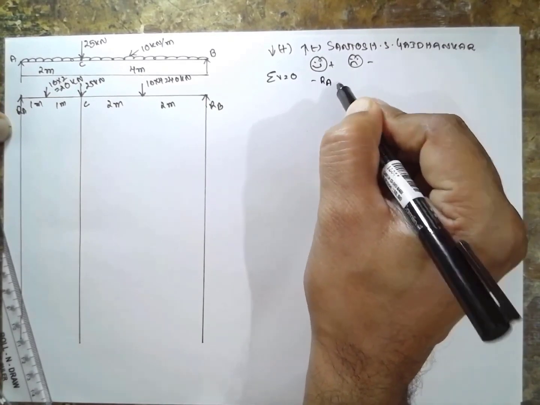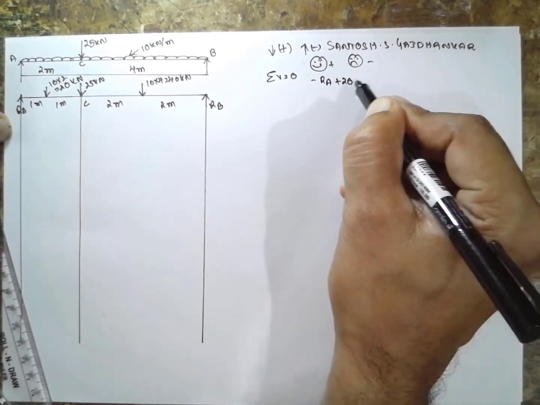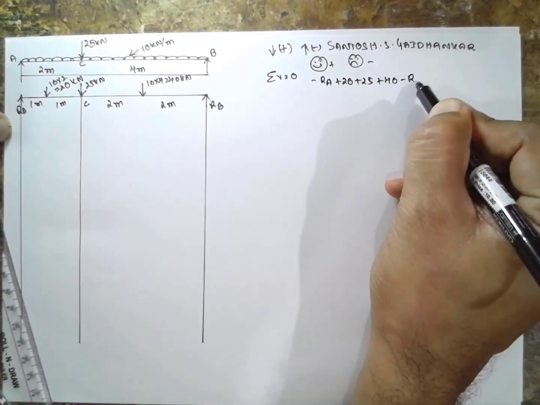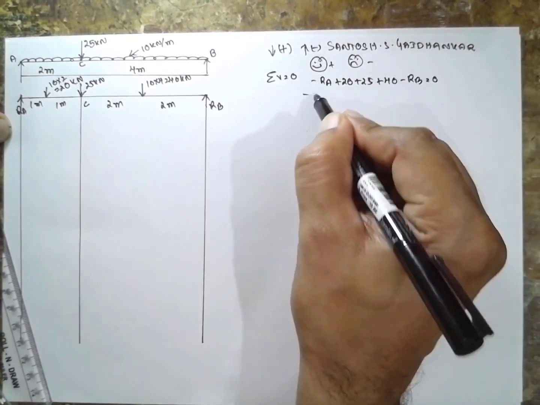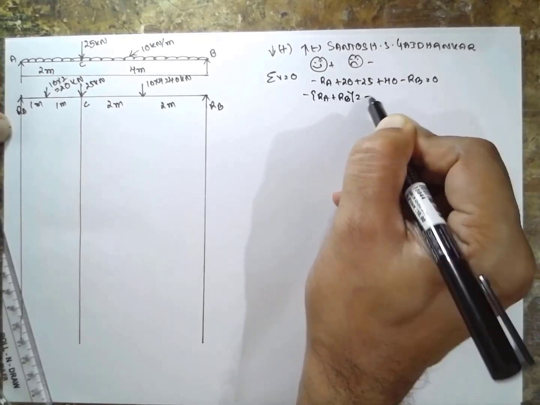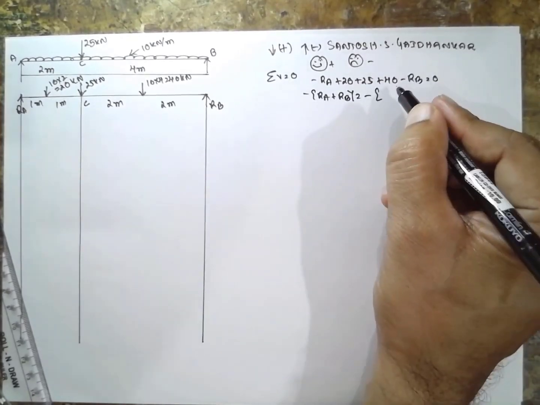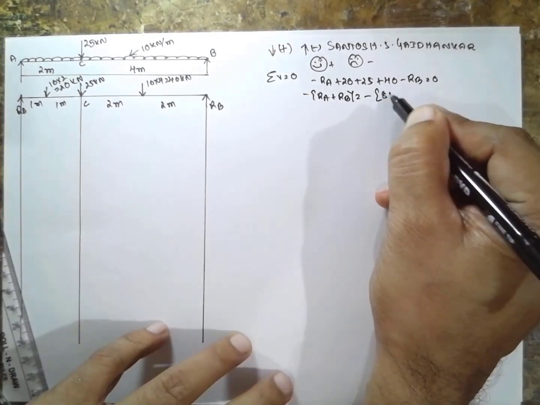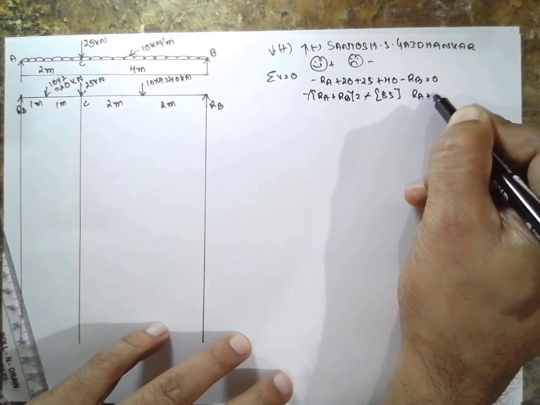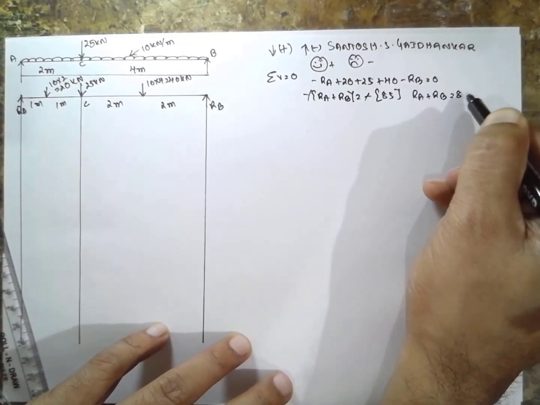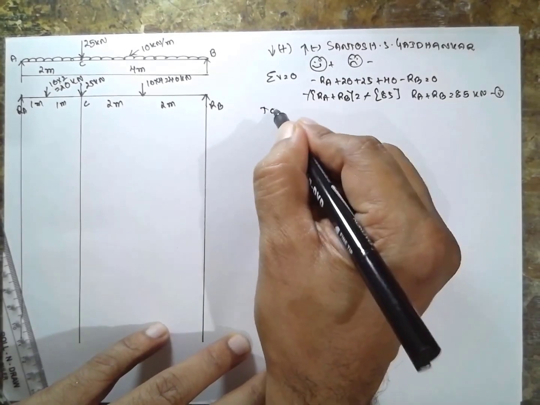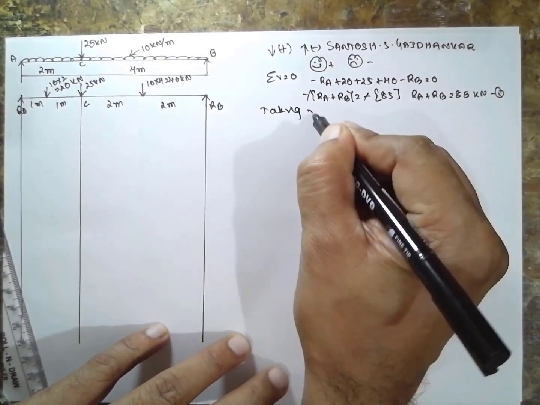Now we have to find the vertical forces equal to 0. Minus RA plus 20 plus 25 plus 40 minus RB is equal to 0. Take the minus outside. RA plus RB is equal to minus of this part, and the answer for this is 85. The minus gets cancelled. RA plus RB is equal to 85 kilonewton. Equation 1.